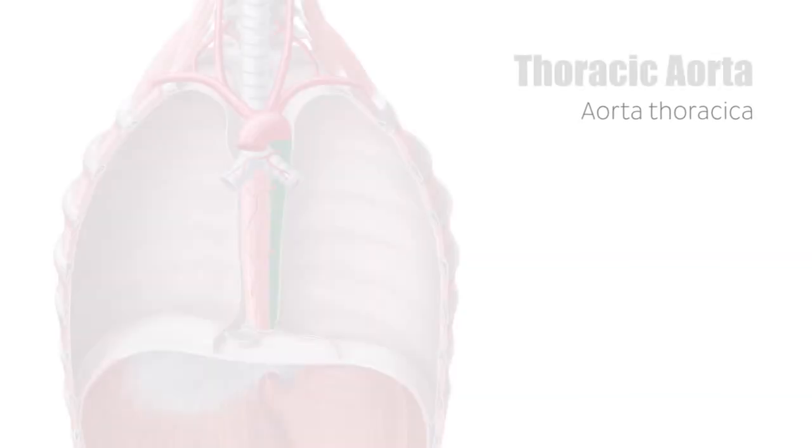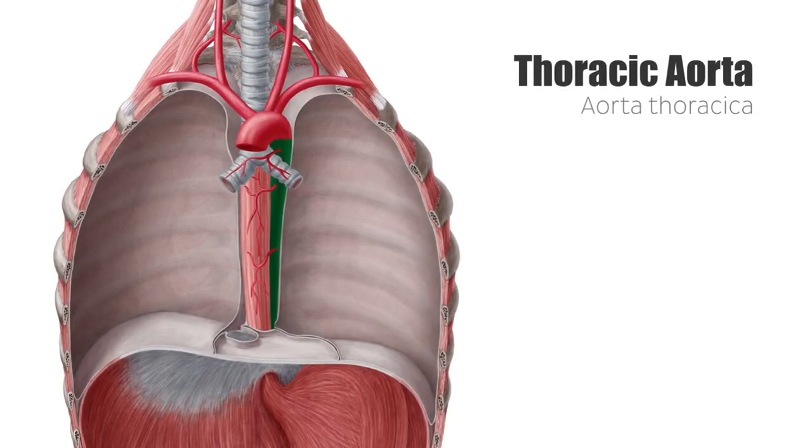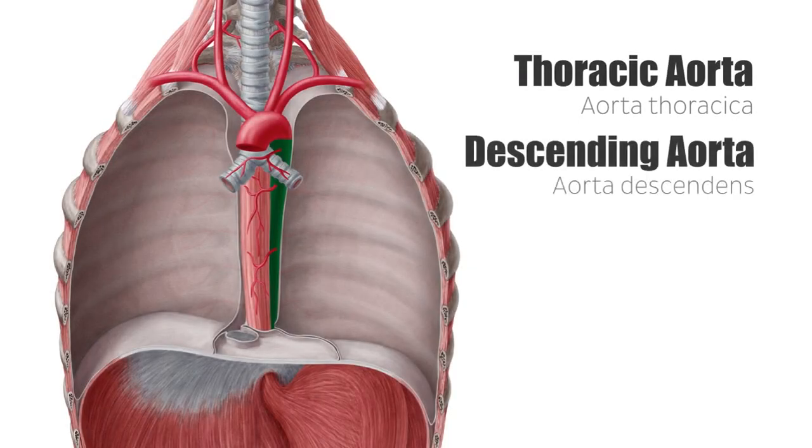Our focus in this video is a section of the aorta called the thoracic aorta or descending aorta and its branches. You can see the clear view of it here without any organs in the way. The terms thoracic aorta and descending aorta are used interchangeably and are both perfectly acceptable.